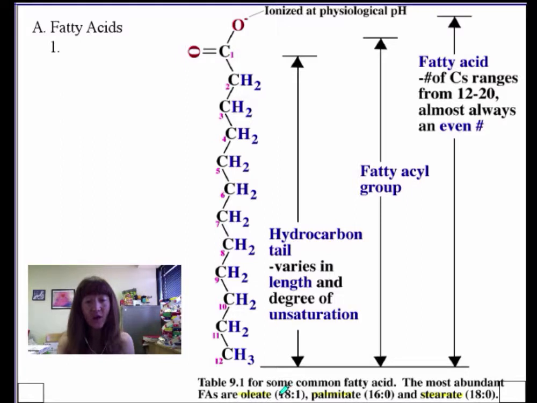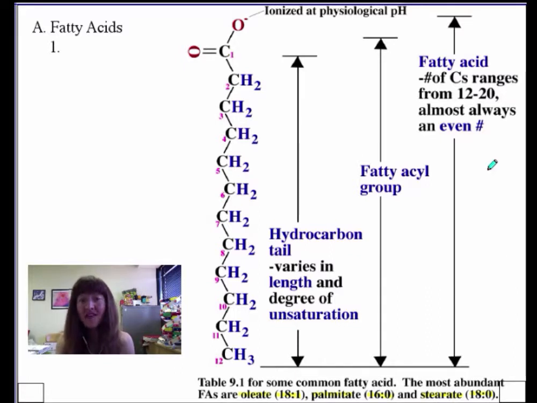Notice that oleate is abbreviated as 18:1, and in a minute we'll talk about exactly what that means. Oleate is a monounsaturated fatty acid, meaning that it has a double bond in its hydrocarbon tail, whereas palmitate and stearate do not have a double bond, and that's why they're abbreviated as 16:0 or 18:0, meaning stearate has 18 carbons in its chain, but none of them are double. There are 0 double bonds in that side chain.